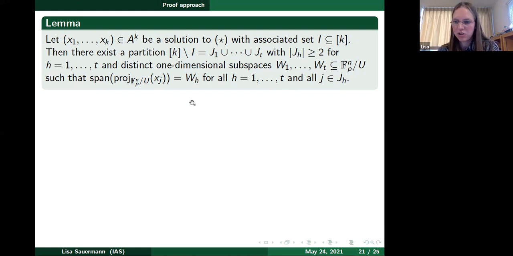And here we already see some similarity to the Sawin-Tao lemma, because there we also had this condition about the partition into subsets of size at least 2, and that's exactly what's happening here. And so, by the way, we applied the Sawin-Tao lemma to [k] without I.